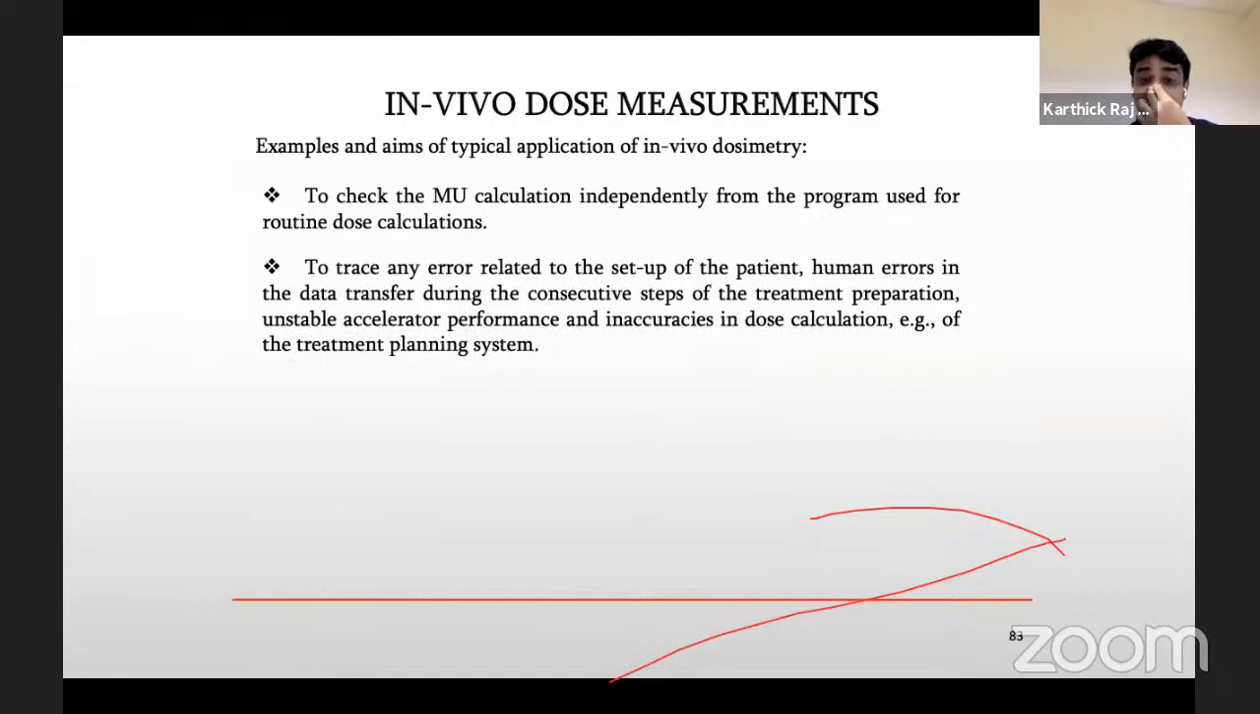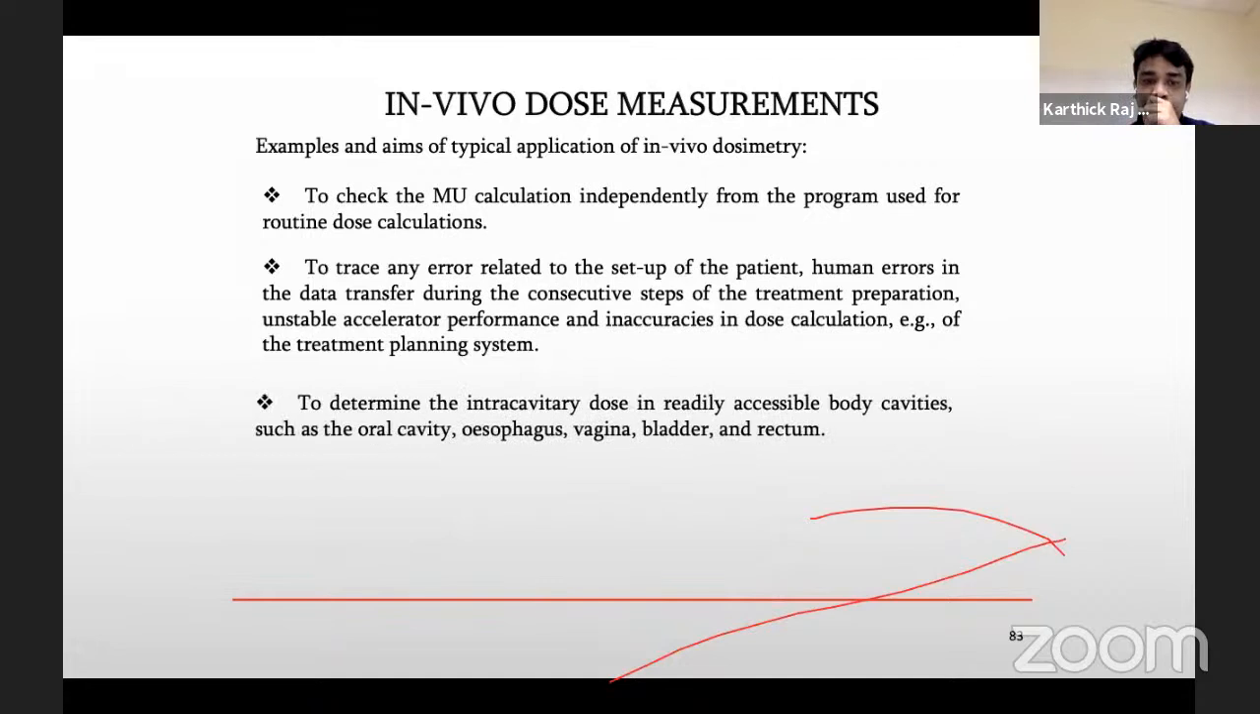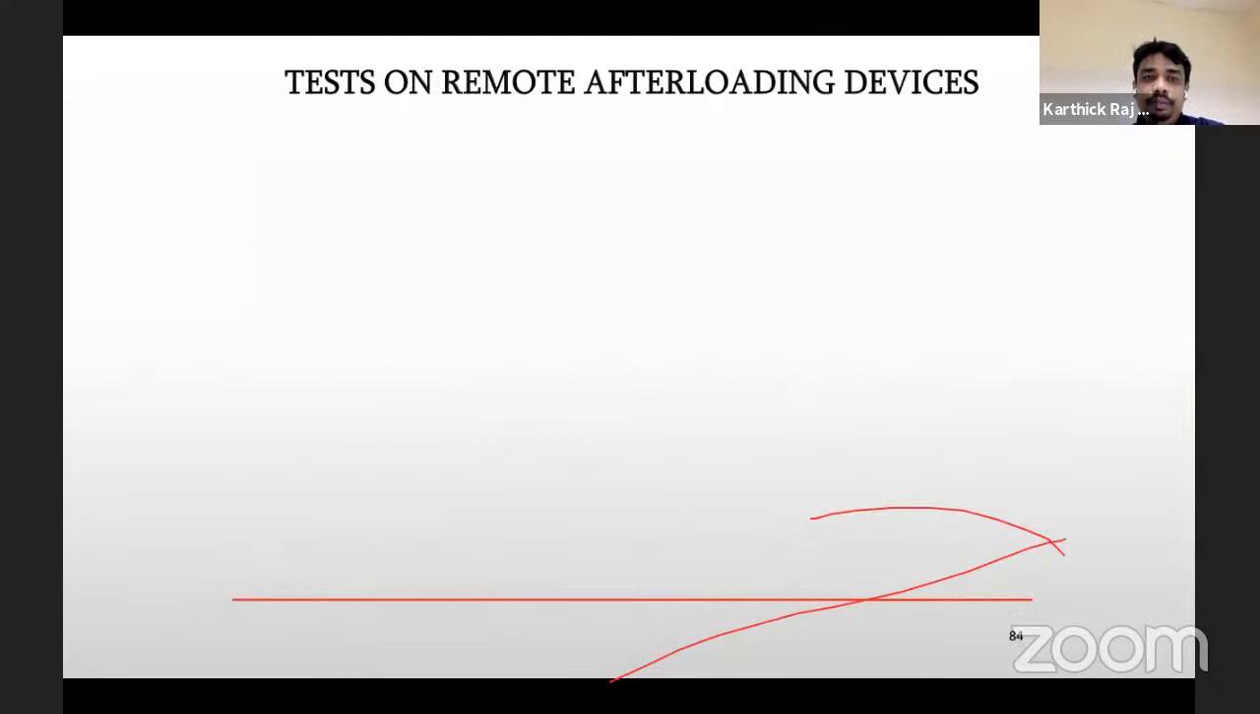And if there is any error related to the setup of the patient, such as human error, that can also be found by the in vivo dosimetry system. And to determine the intracavitary dose readily, if you want to do it in the esophagus, vagina, bladder, and rectum, the in vivo dosimetry system can be used.